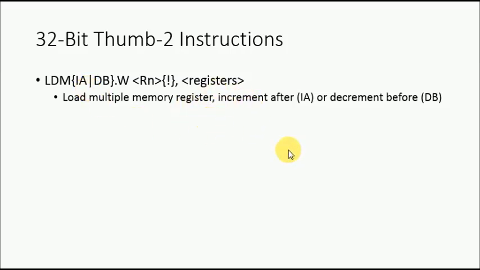If we use IA, that will be the increment of pointer. If we are using DB, that will be the decrement of pointer. You remember that the increment of pointer is possible only after the execution of the instruction. So after execution of instruction, the increment operation will be performed, but decrement operation is performed before the execution of actual transfer. So before loading, the decrement of pointer will be done, and then the operation will be performed.